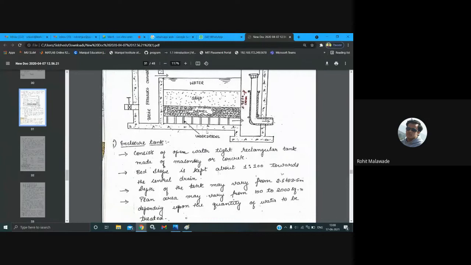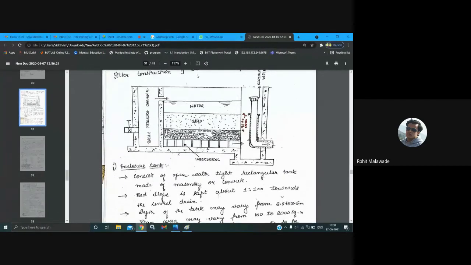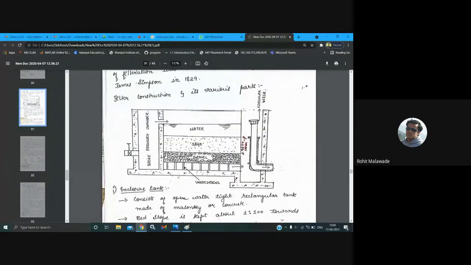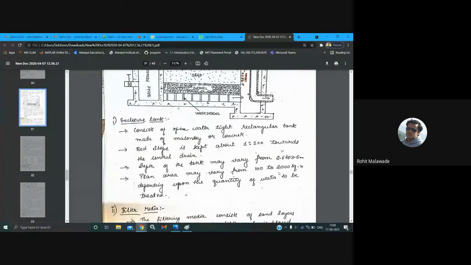Right, now we will see the components. The depth of the tank, the depth of your entire tank, is going to vary from 2.5 to 3.5 meters. That is almost up to 12 feet. And the area of this particular slow sand filter is going to vary between 100 to 2000 square meters.